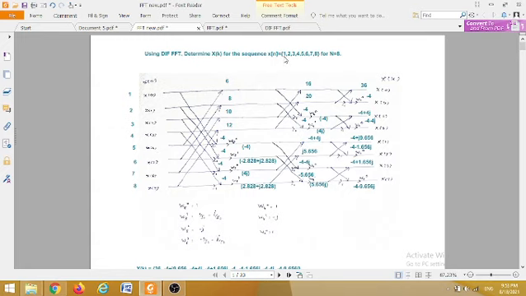So the first sample is the 0th sample, x of 0. This represents the x of 0. So here x of 0 is 1, and x of 1 is 2, x of 2 is 3, x of 3 is 4, x of 4 is 5, x of 5 is 6, x of 6 is 7, and x of 7 is 8. So these are the inputs that have been given. Then based on that, we have to add them or subtract them. So the first 4 values will be added and the next 4 values will be subtracted.